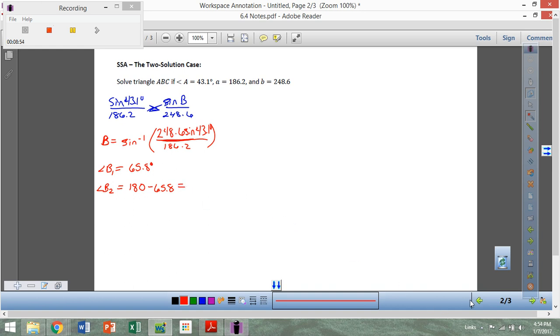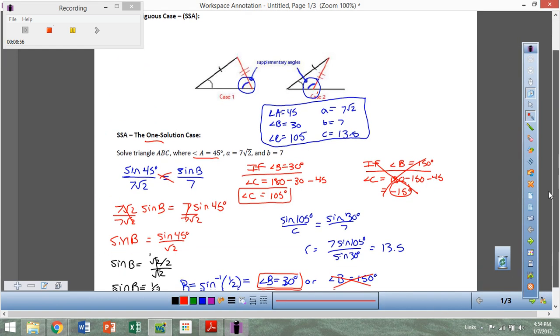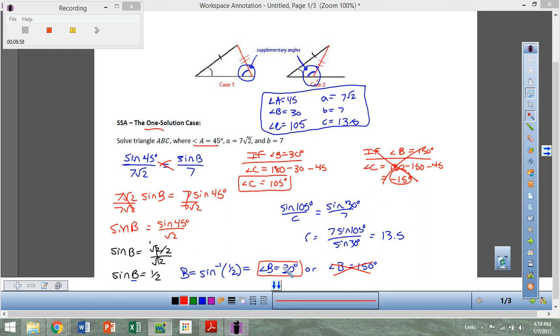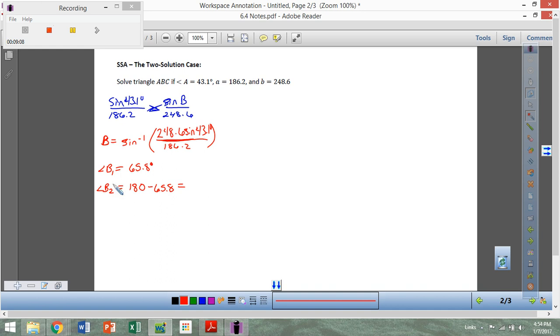And if that doesn't make sense, let me just go back a page. Those two angles that had a sine of 1/2 were 30 and 150. That's simply going to be 180 minus the first angle that I got, right? So that's always going to be the case. To find that second possibility for angle B, just subtract it from 180. So 180 minus 65.8 is going to give me an angle of 114.2 degrees.